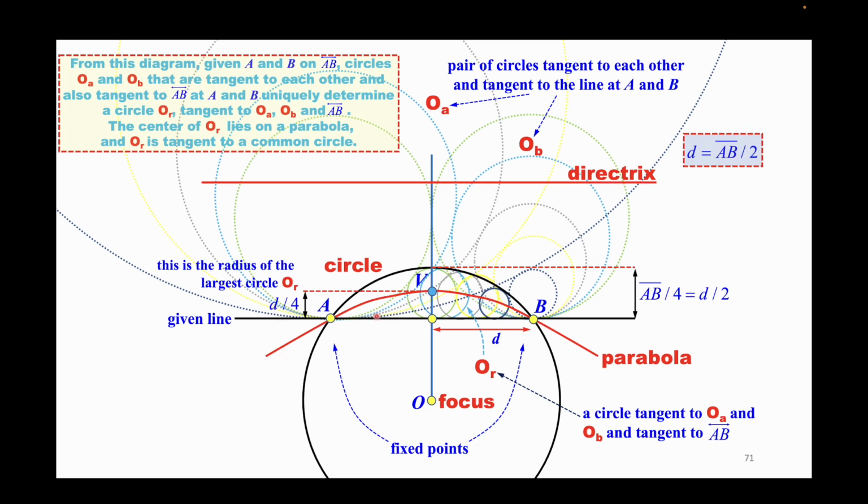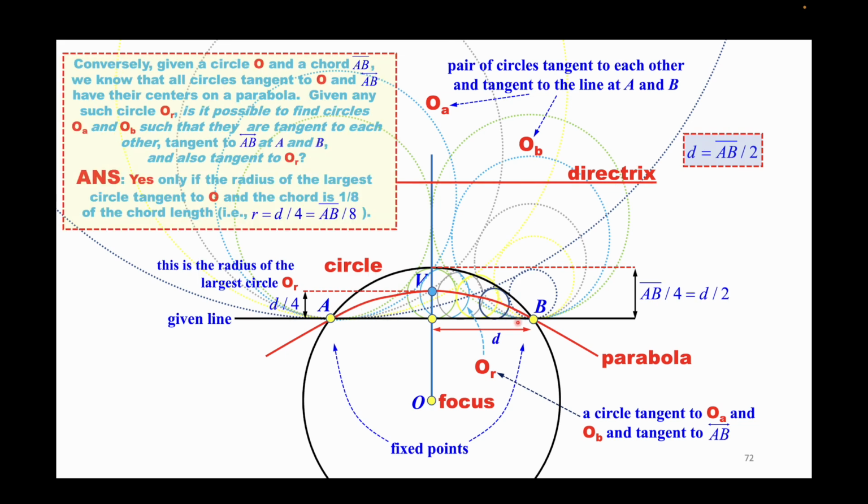The center lies on a parabola. All of these small circles are tangent to a common circle. On the other hand, given a circle and the common chord A and B, if the half length here is equal to D over 4, here D is the half length of AB, then every circle tangent to the chord and the given circle would have their center lie on a parabola.